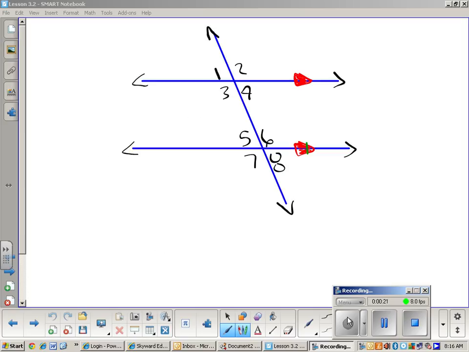This picture looks like yesterday's. We have two parallel lines, we have a transversal, we're creating 8 angles here. Yesterday we started out just like this with parallel lines. Today we're going to prove that the lines are parallel.